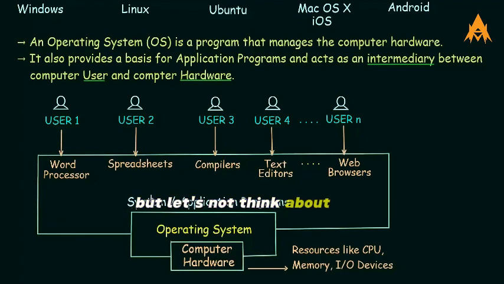But let's not think about that, and let's not get confused during that. But let's mainly try to understand application programs. Application programs are the programs or software that are used to perform a specific task, and that can be directly used by the user. And these are some examples that we have here.